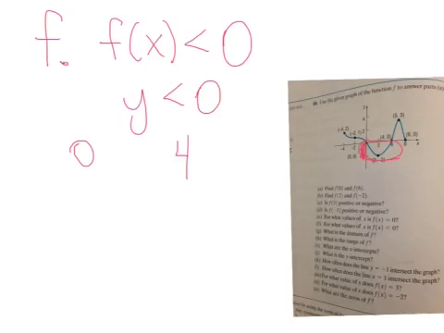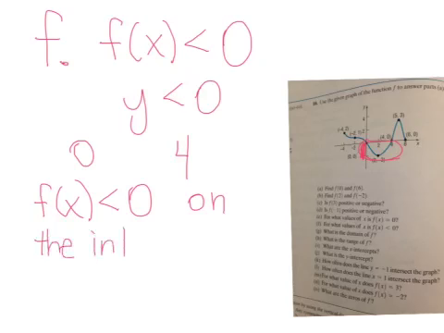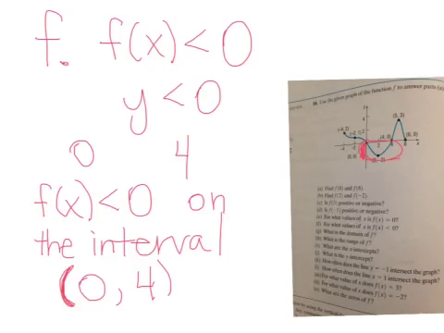So our answer can be f of x is less than 0 on the interval, because this is an interval, and they don't include the endpoints, so this is what's called interval notation. When you don't include them, you put a curvy parenthesis, 0, comma, 4. And there is a poster on the chalkboard that kind of talks about interval notation.